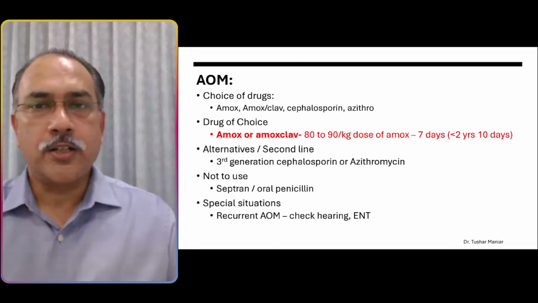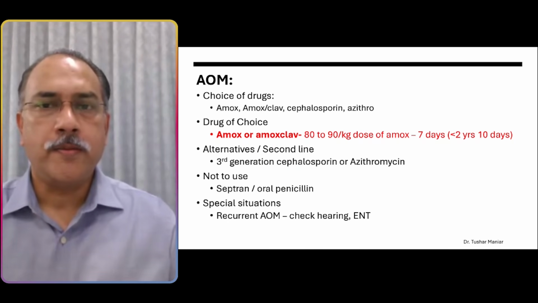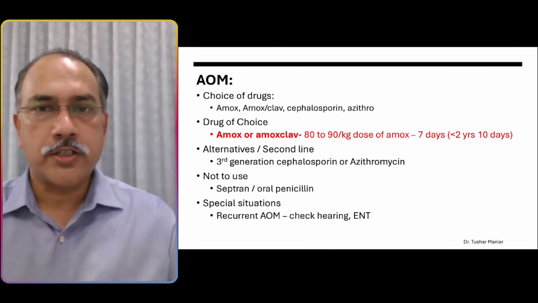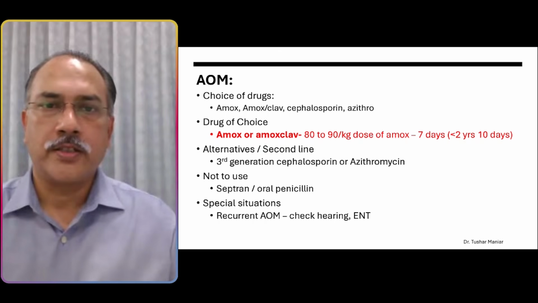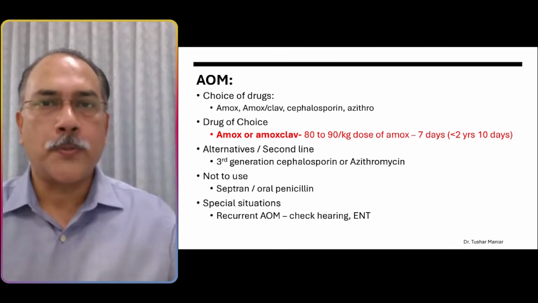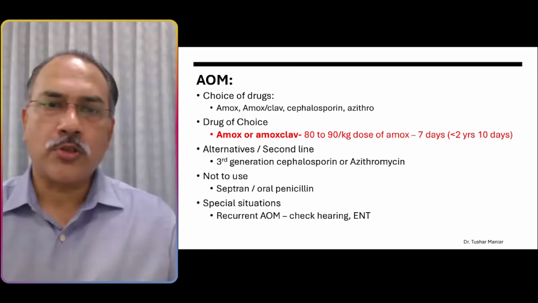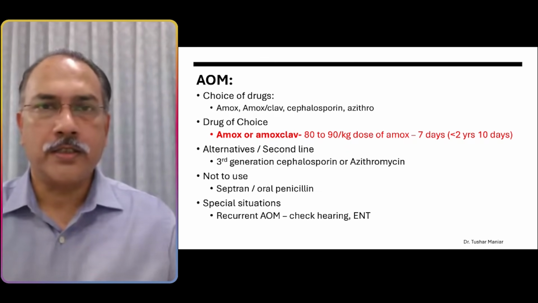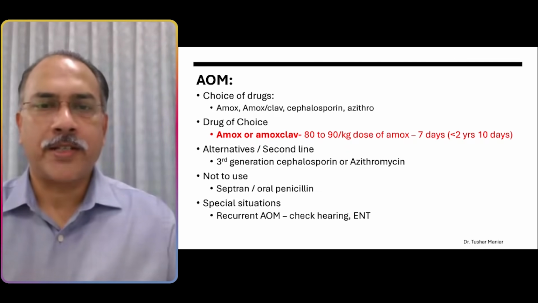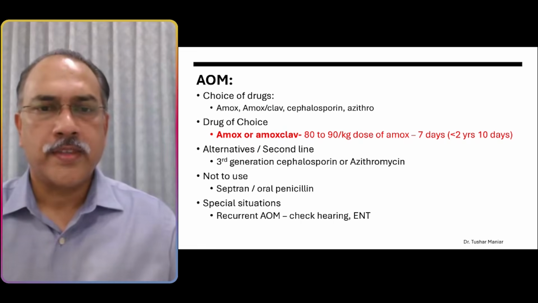For children who are less than 2 years, the duration should be 10 days, and for those above 2 years, the duration has to be 7 days. If in case this does not work, you have the option of going to a third generation cephalosporin or azithromycin. We will not use oral penicillin or Septran, because one, Septran has side effects, and oral penicillins we will again be discussing in the next session.